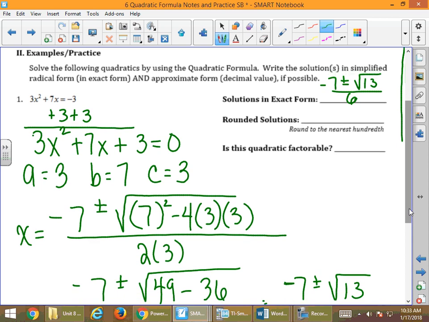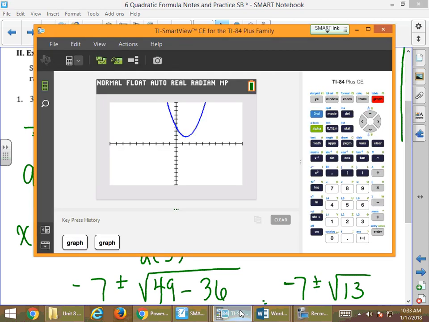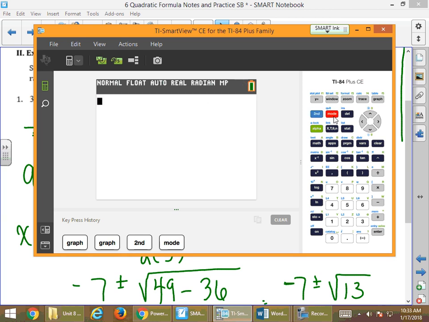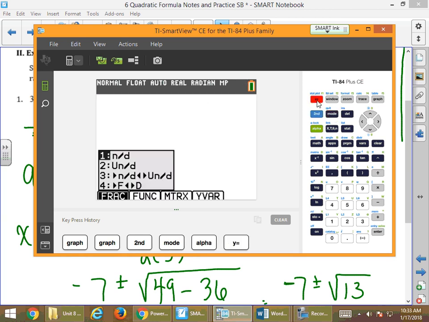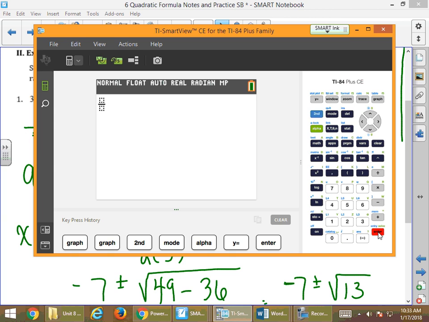But we can also come up then with the rounded solutions. And first of all, if you have a fraction button on your calculator, I recommend that you use it. I will do it without, but I recommend that you use it. And I'm going to start with using it. So if we use our fraction button, alpha y equals, number 1, we're going to type in negative 7 plus the square root of 13, and then divide by 6.